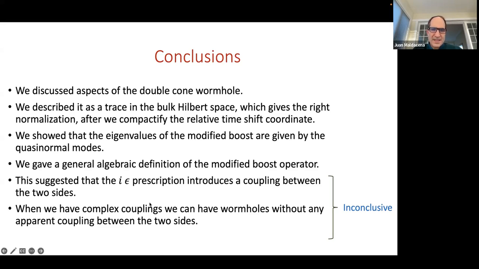And then we had some discussion about whether the I epsilon prescription induces or does not induce a coupling between the two sides. And we had some arguments for and some arguments against that point of view. So this part of the discussion was inconclusive, hopefully might be understood in the future. Or perhaps this question of whether there is a coupling between the left and the right cannot be decided purely by looking at this geometry, but might involve the full sum over geometries, on exactly how we treat the full sum over geometries.